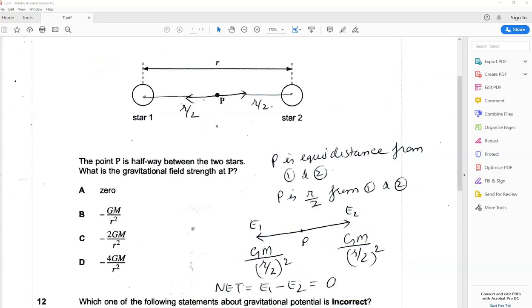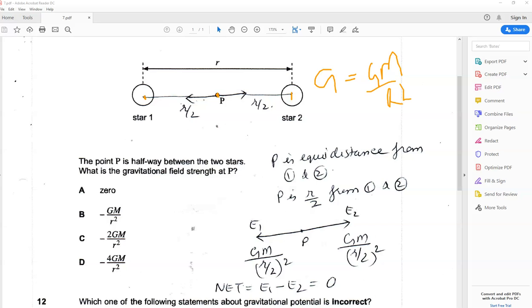Now to do this problem, you have to know that gravitational field is a vector quantity. So this is the point, and this point is at a distance of r by 2 from this star and a distance of r by 2 from this star. Just apply the basic formula: g is equal to Gm by r square.